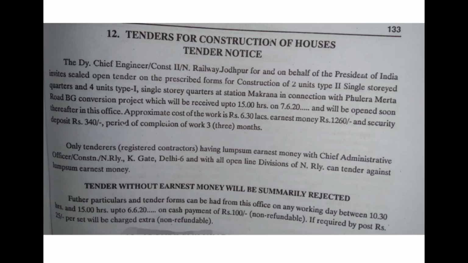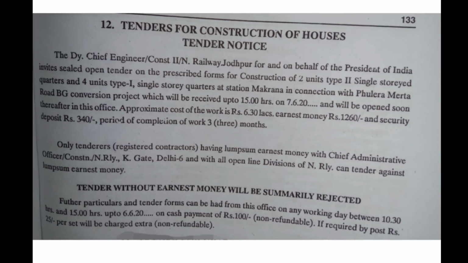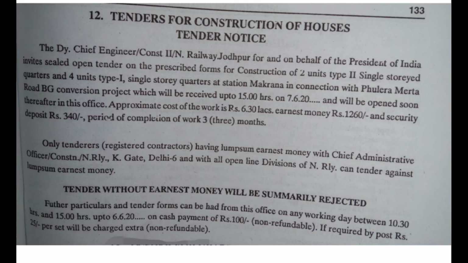Tenders for construction of houses. The Deputy Chief Engineer, Construction, Northern Railway, Jodhpur, for and on behalf of the President of India invites sealed open tenders on the prescribed forms for construction of 2 units type 2 single storied quarters and 4 units type 1 single storied quarters at station Makrana in connection with Fulera Marta Road BG conversion project, which will be received up to 15 hours on 7th June 2020, or we can write here any date like 7th December 2020.